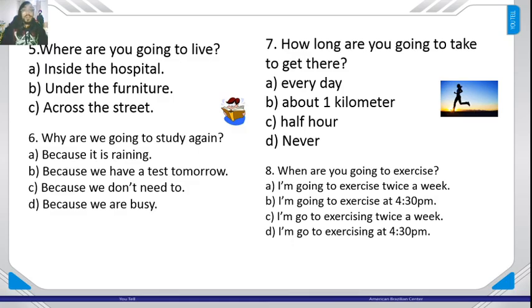Where are you going to live? Pay attention in the question. Where are you going to live? Inside the hospital? Under the furniture? Across the street? Which alternative is the best? A, B, or C? Tell me.